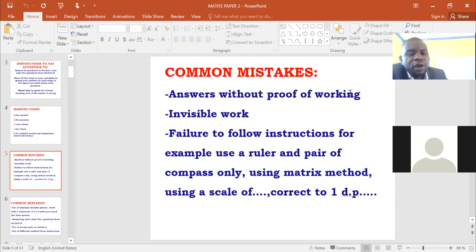The same will apply when you're given a scale to use. This applies in scale drawing and also in graphs. You are given a particular scale to use on the y-axis and the x-axis, but you go ahead and use a different scale. In that particular case, you'll lose the marks for that work.